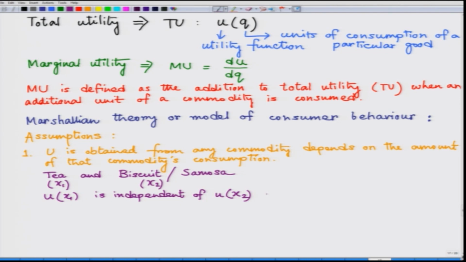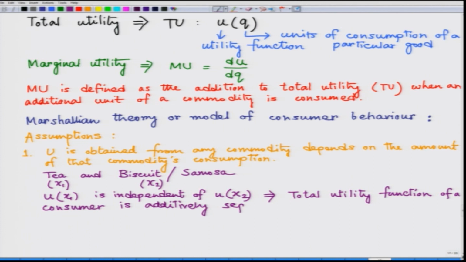So, what is the implication of this? The implication is that the total utility function of a consumer is additively separable in the case of multiple goods consumption.